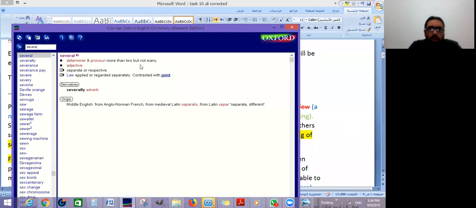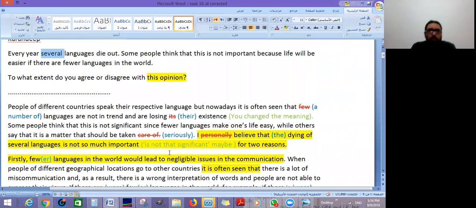Several, more than two, but not many. So let's keep it as a number of. I'm not going to say more than two. So here we have a number of languages are not in trend and are losing their existence. I really did get the feeling that you changed the meaning there, and I wouldn't recommend doing that.